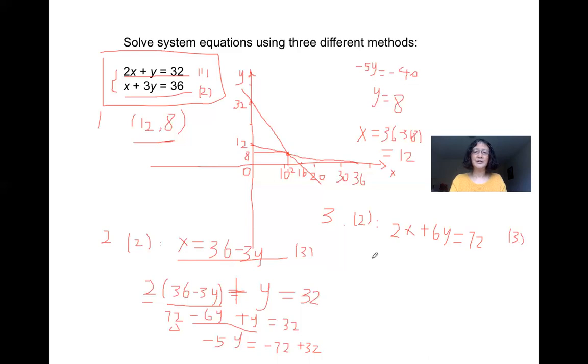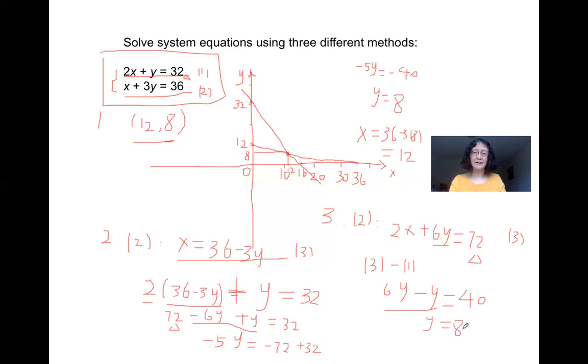Now use equation 3 minus equation 1. Left-hand side minus left-hand side, 2x cancels out, and you have 6y minus y. Right-hand side, 72 minus 32 equals 40. Collect like terms, you have 5y equal to 40. So y equals 8.